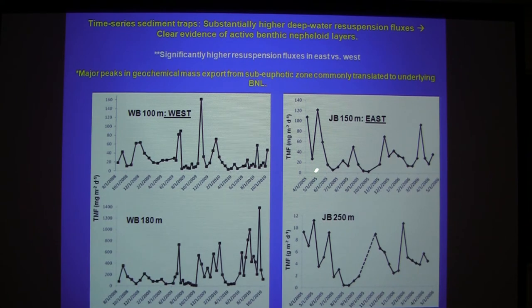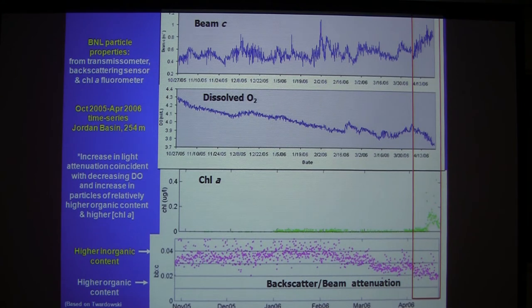Same thing in the east, very strong relationship between major export events in the spring, for example, into the deeper waters, but we have gram scale here, milligram scale in the upper waters. So that's clear evidence of that. And if we separate out the opal and the carbon and the calcium carbonate and other components, they show the same type of relationship. So we stuck a beam attenuation meter or transmissometer, dissolved oxygen, CTD and all, down in the nepheloid layer in Jordan Basin in the eastern Gulf of Maine for a period of about 9 months.